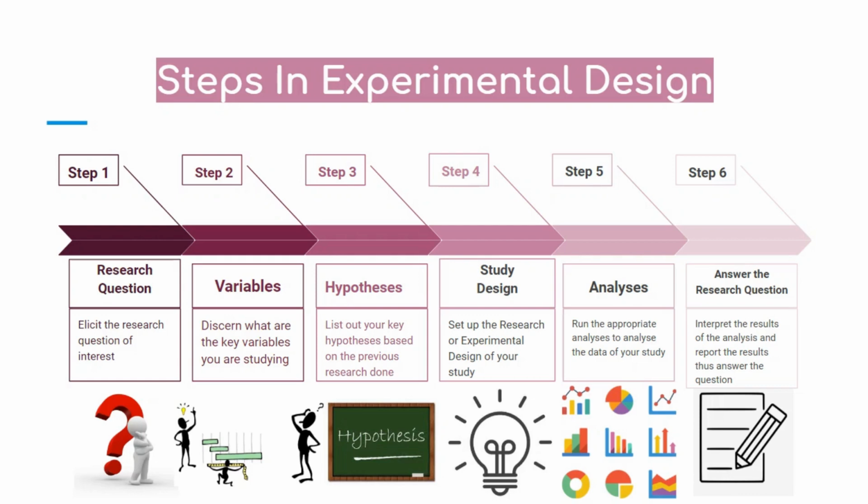Brilliant. So, step 1 through to 6 essentially gives you an overview of the steps involved in an experimental design.